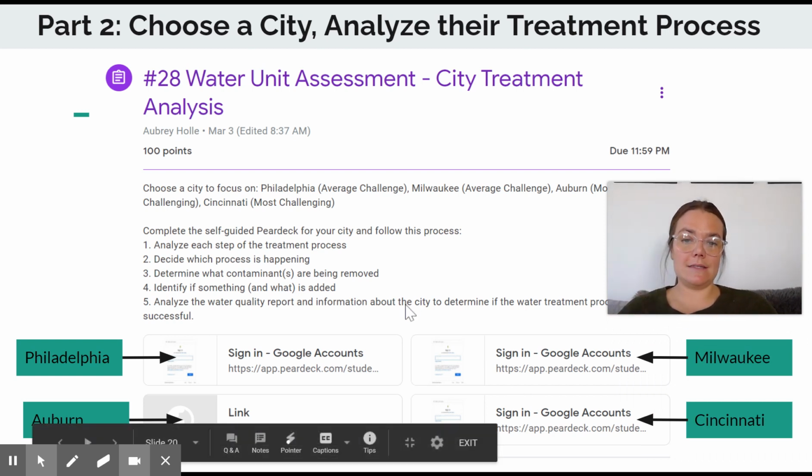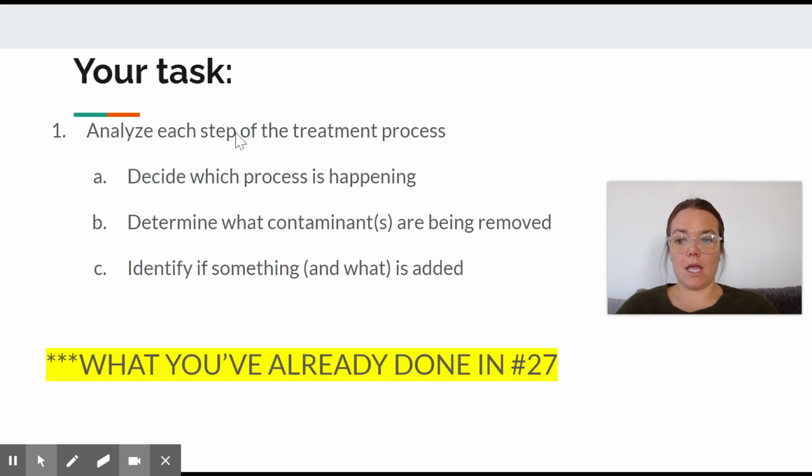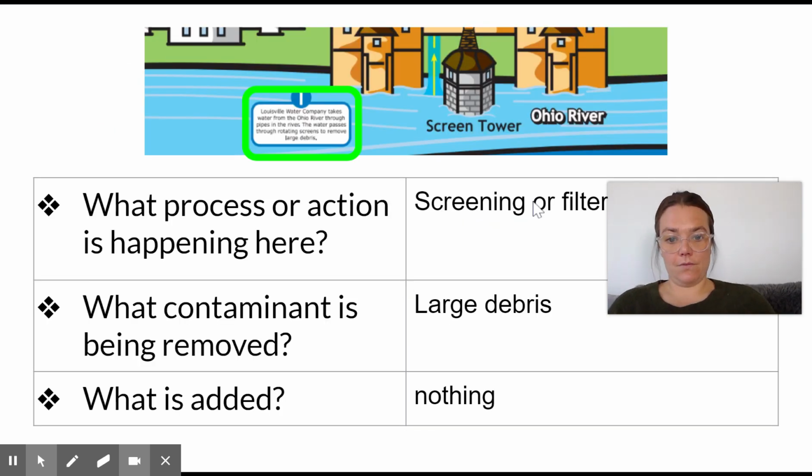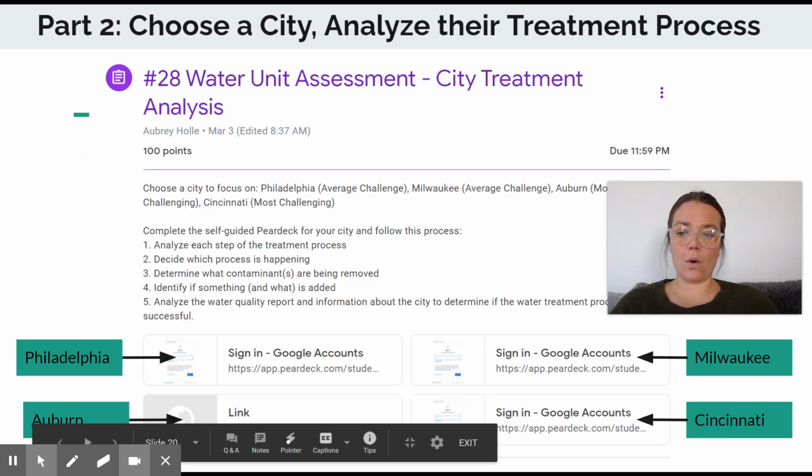What you're going to be doing is essentially exactly what you did for the Louisville water treatment process. You are looking at what process is happening for each step, determining what contaminants are being removed, and identifying if something is added. So, filling in this chart. That's exactly what you're going to be doing for one of these 4 cities: Philadelphia, Milwaukee, Auburn, or Cincinnati.